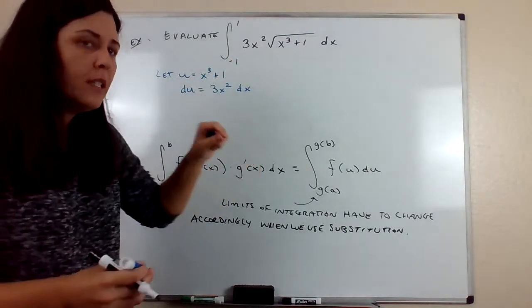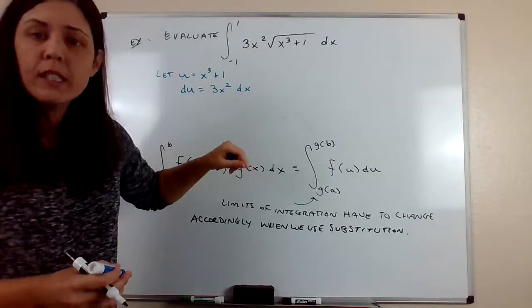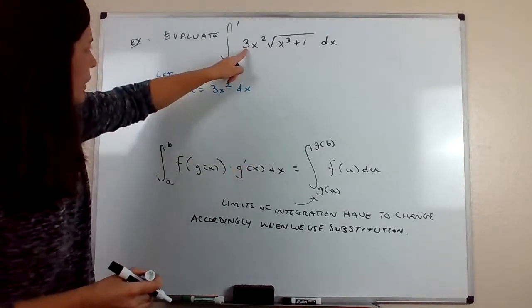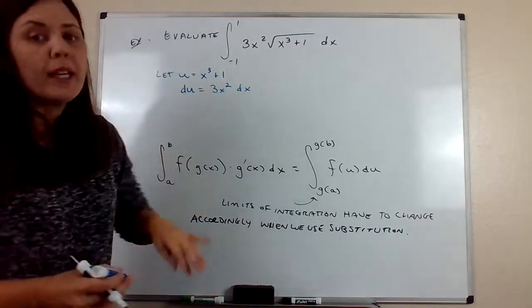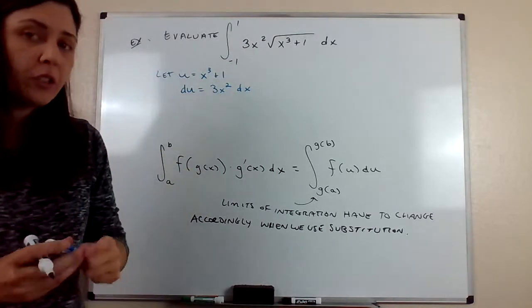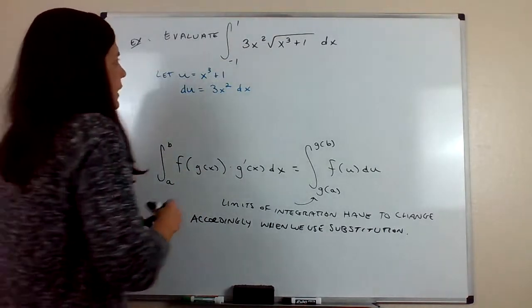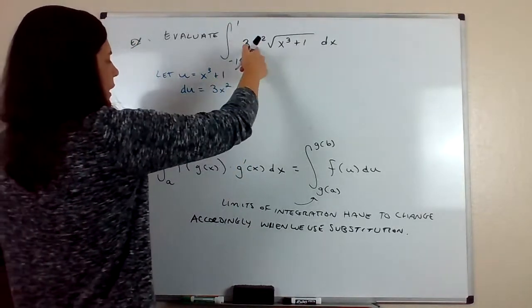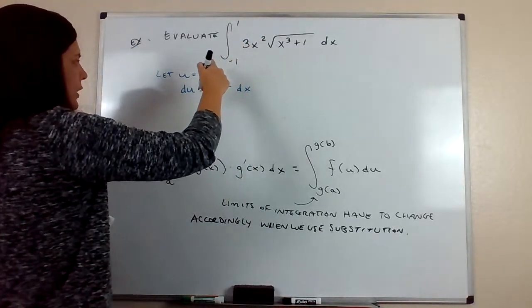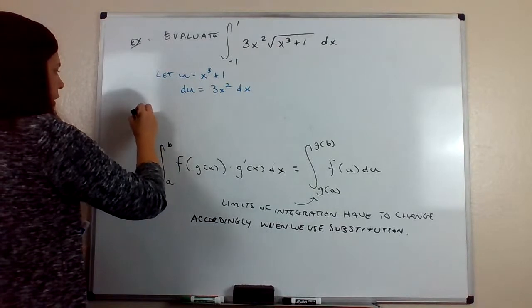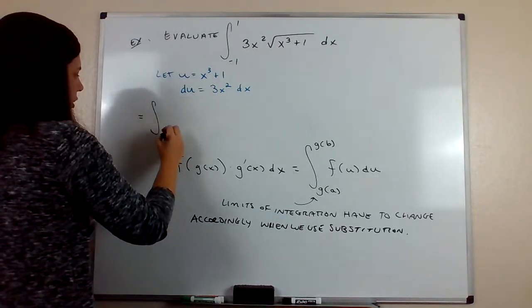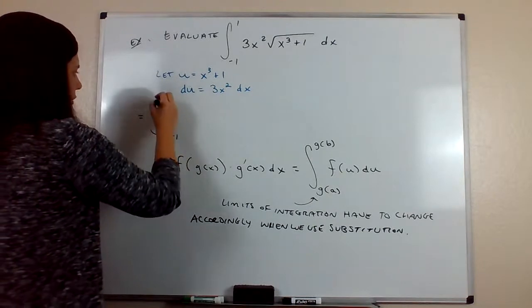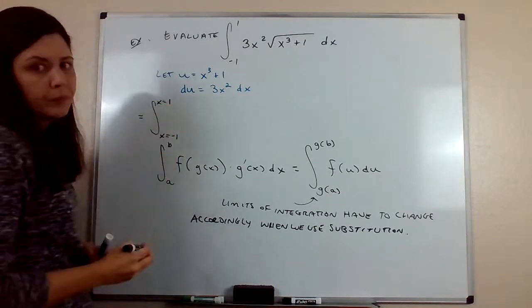Real quick reminder, if this was off by a constant, it would still be okay. If this 3 was here, but let's say this 3 was not, or vice versa, that's okay. If it's off by a constant factor, you can still do this. And so we're going to substitute, but we're also going to need to change our limits of integration. So I'm going to substitute first, and I'm going to show you what I'm talking about. Right now, my limits of integration are still x. X equals -1, x equals 1.